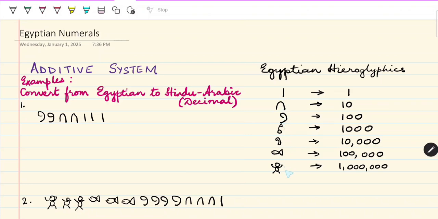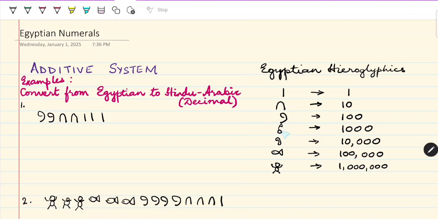So we have 7 numerals and they are all really like drawings, all right? It starts, the lowest numeral has a value 1, and it's just a vertical staff, also called a vertical stroke or a staff. And then we have this arch-shaped figure that has a value 10. It's also called a heel bone. And then we have what's called a scroll, right? It's like a coiled rope or a scroll, and that has value 100.